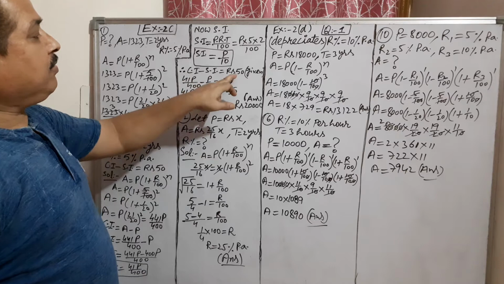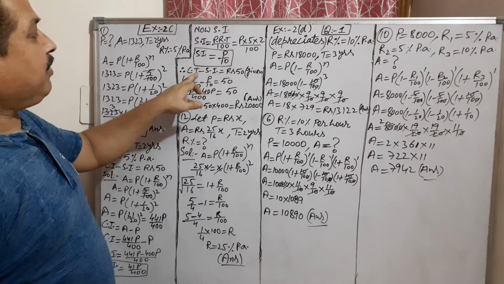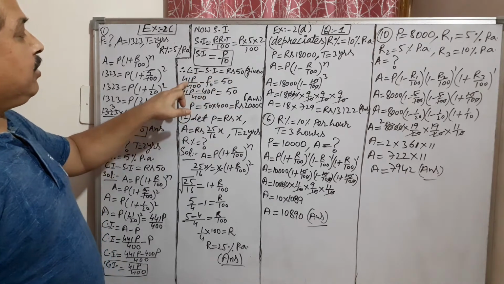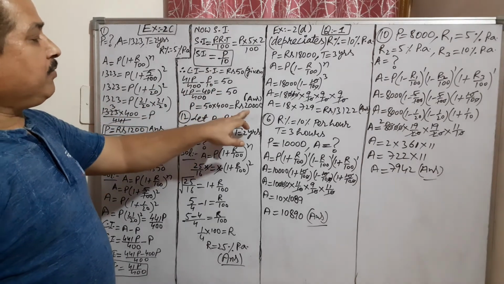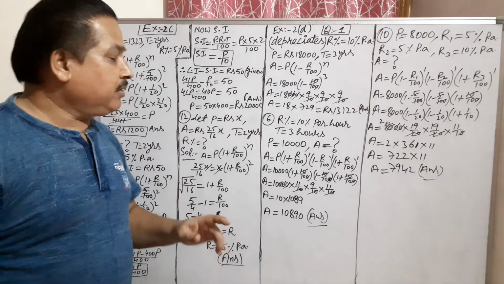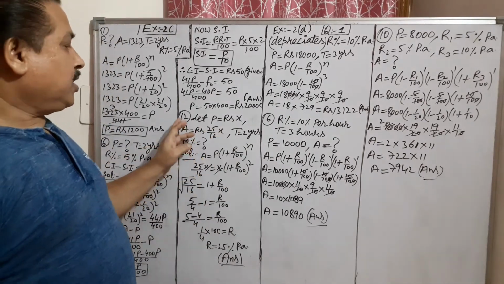And now the difference is given, 50 rupees, between CI and SI. Put the CI value, put the SI value. CI value is this one. SI value is this one, and take LCM. So principal will come out as rupees 20,000. Answer. Now see question number 12.